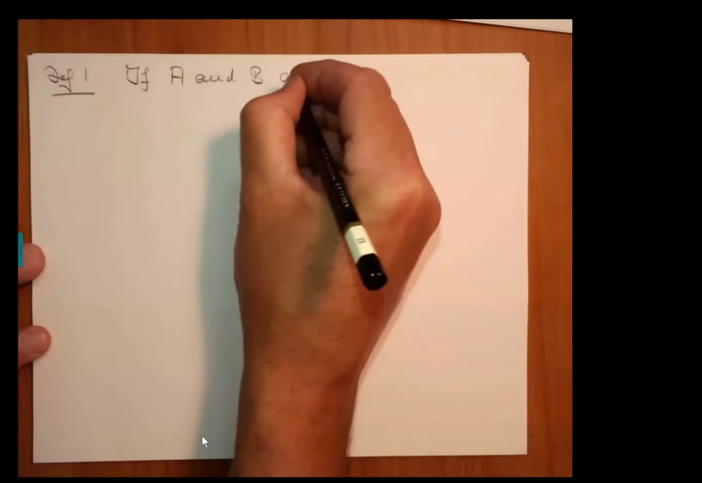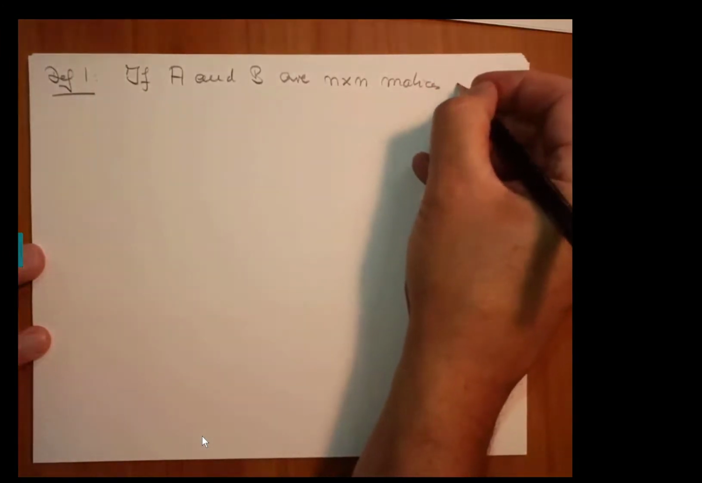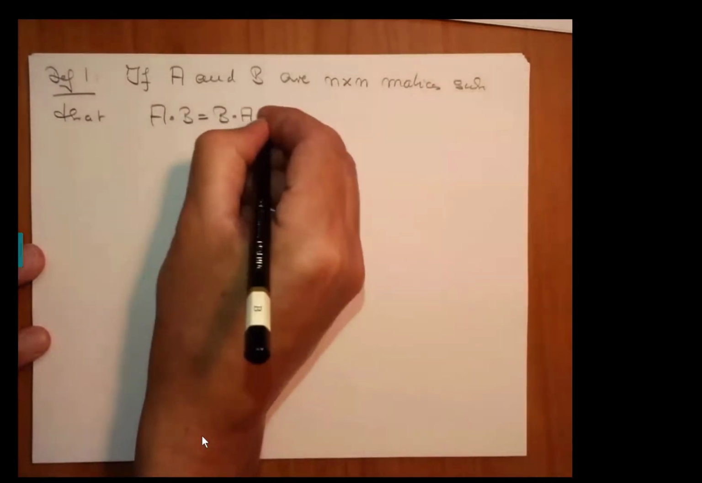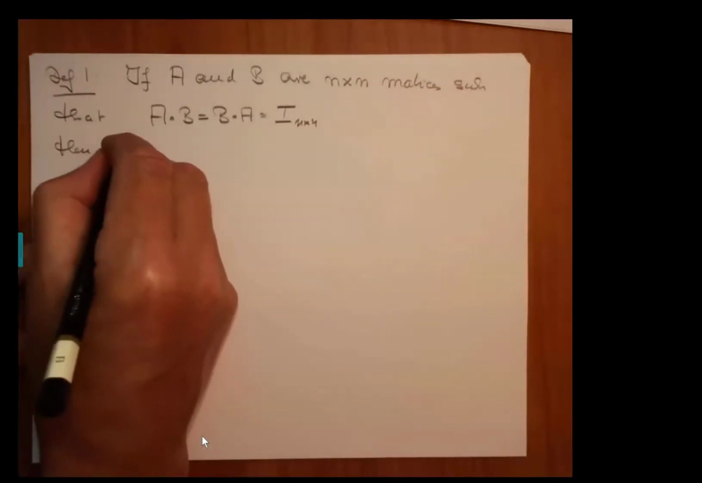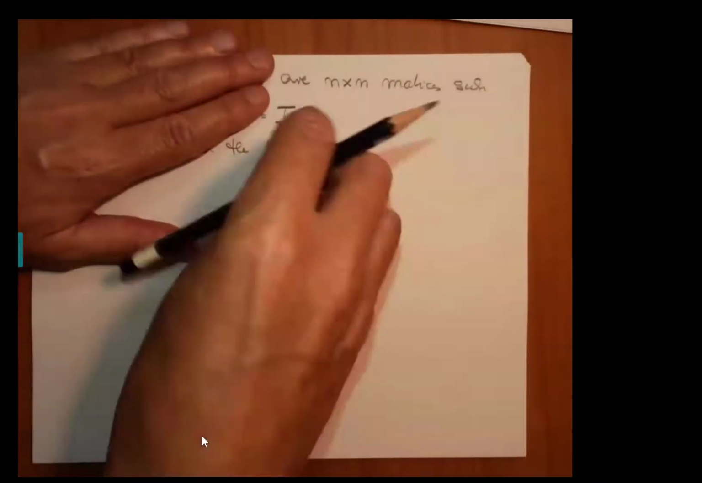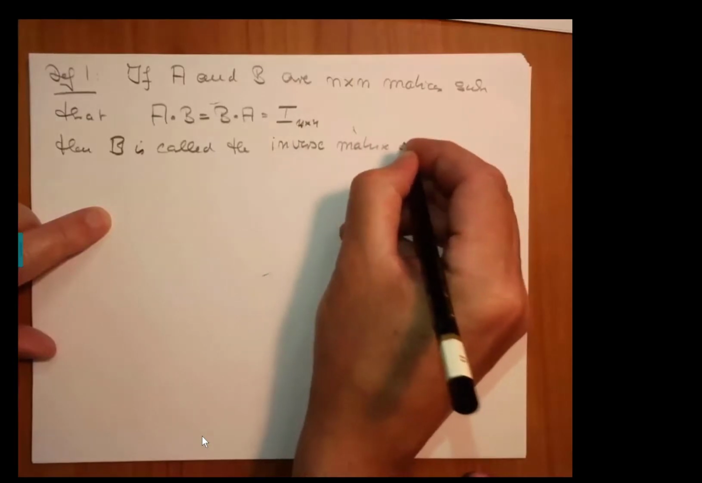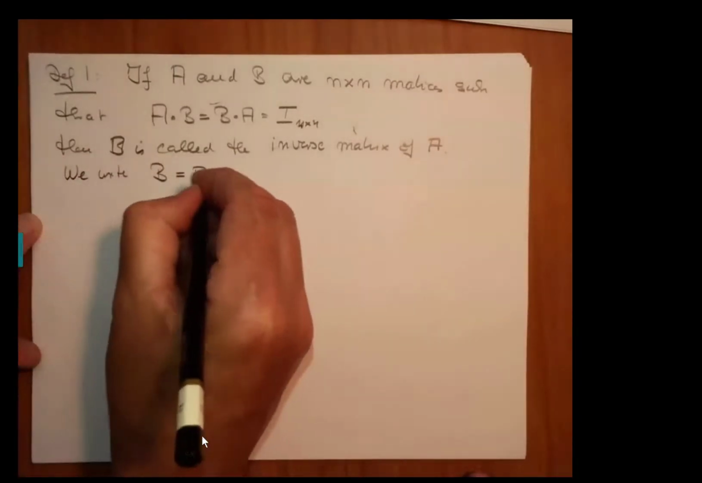So this is definition 1 in section 1.4. If A and B are n times n matrices such that A times B is equal to B times A is equal to the identity, equal to 1, then B is called the inverse matrix of A. We write B is equal to A inverse.